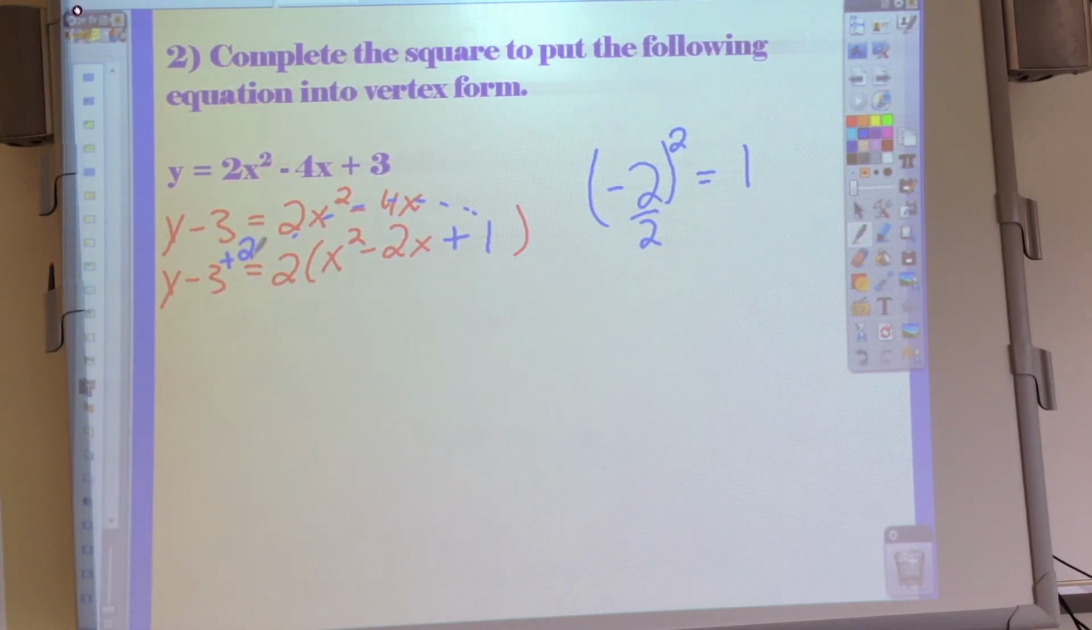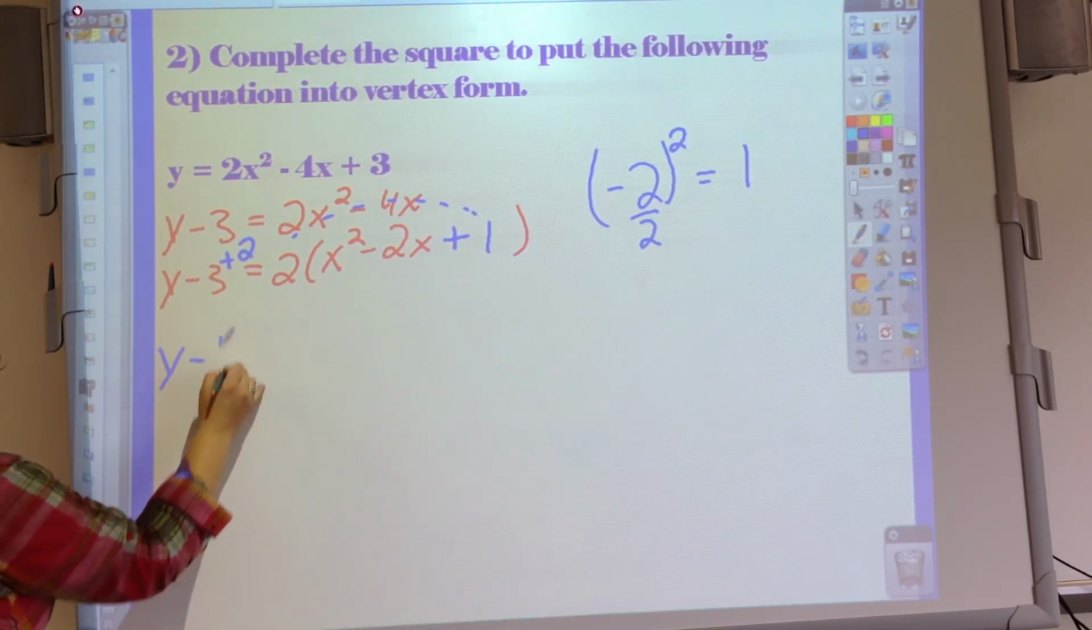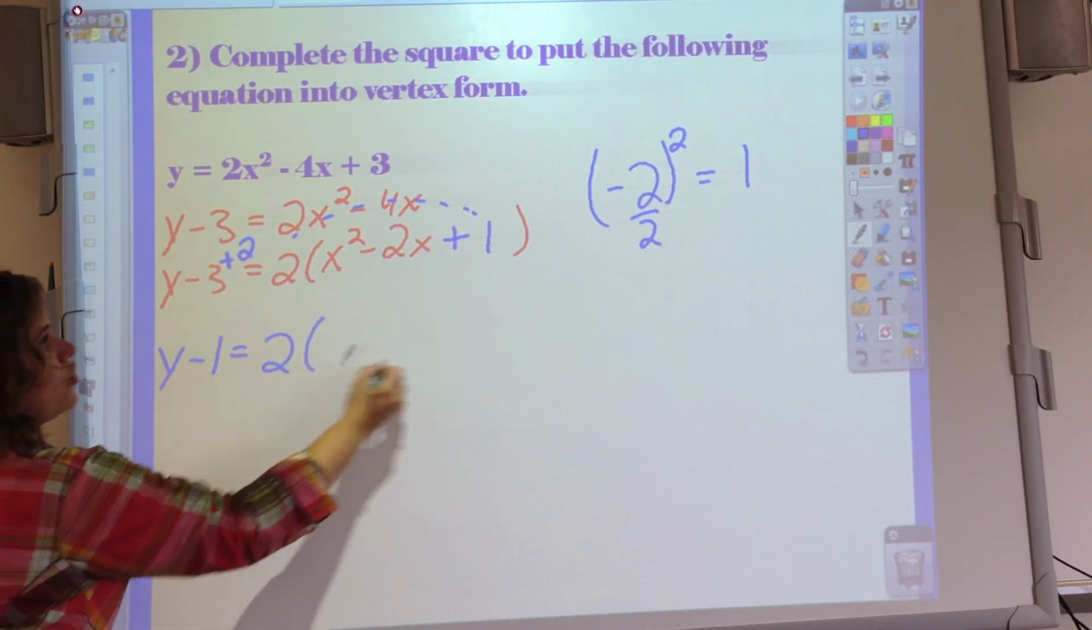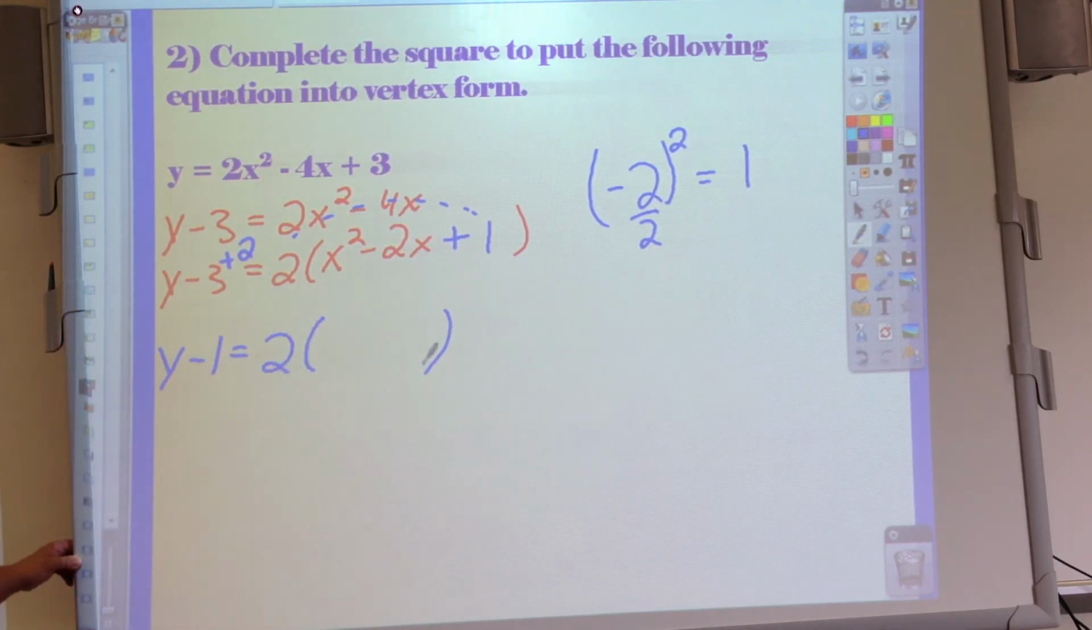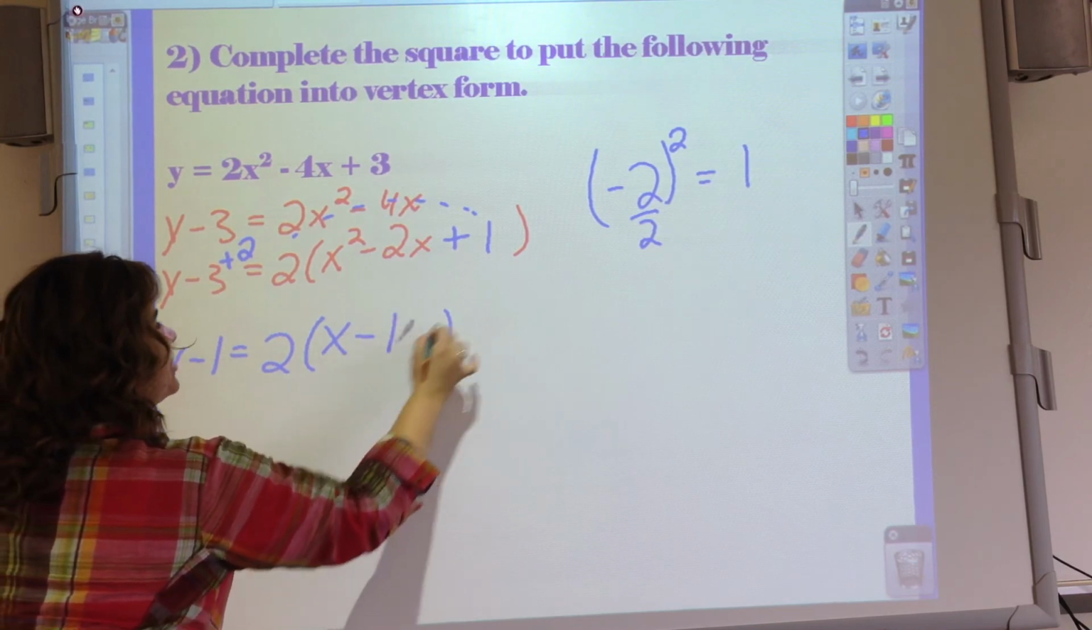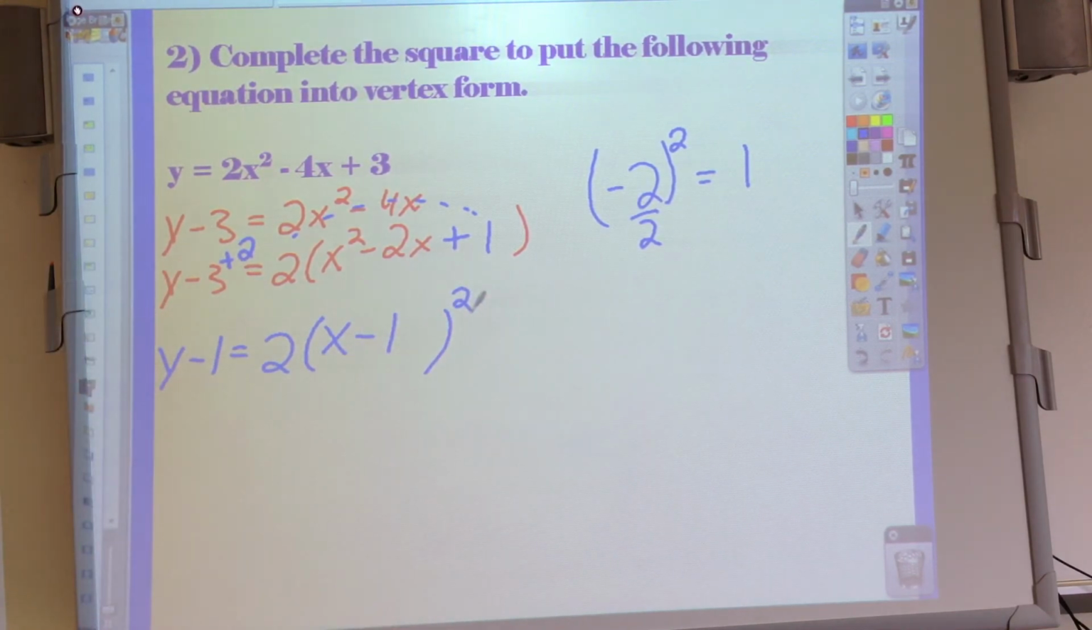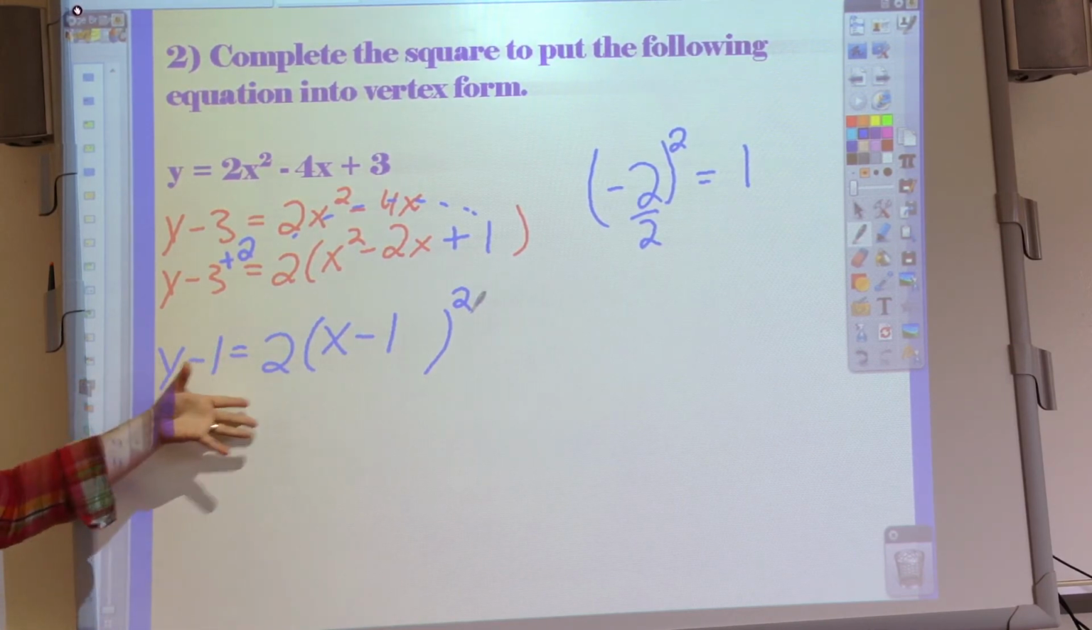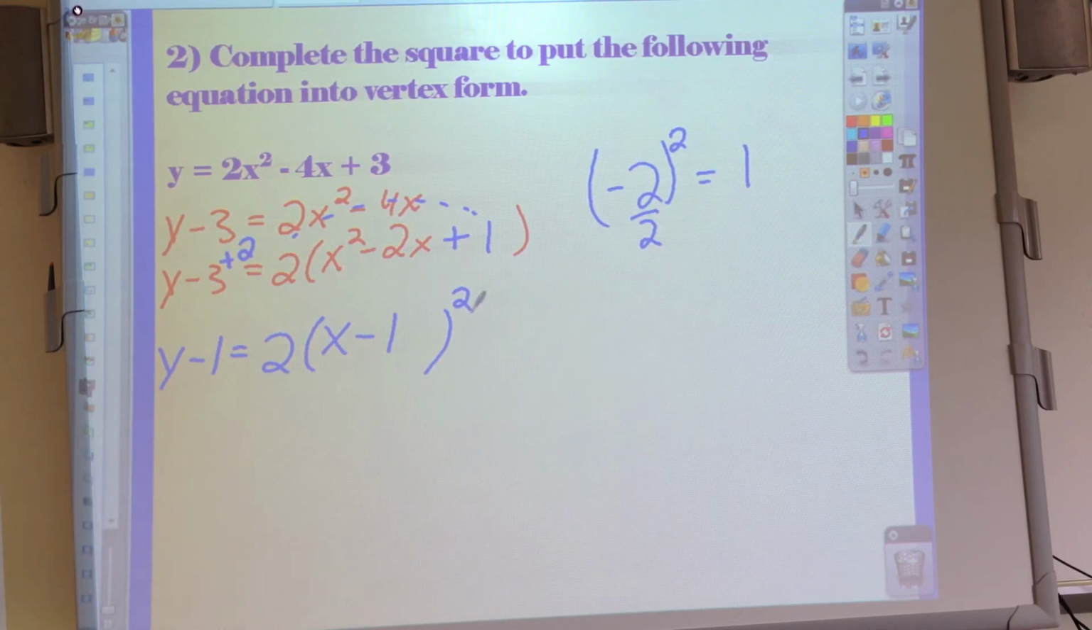That's a careful computation you have to do there because it's a little bit tricky. Now when I simplify, I have y minus 1. And over here, don't I have a perfect square? Factors of 1, whose sum is 2, would be 1 and 1. They both should be negative. And I have x minus 1 quantity squared. Now that I have it in vertex form, I can find my h value, my k value, and go ahead and graph.